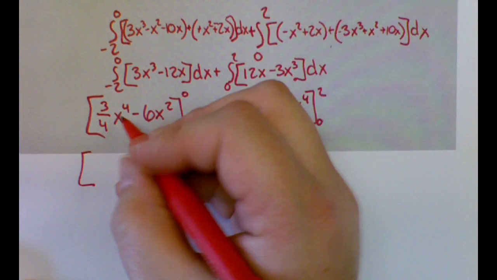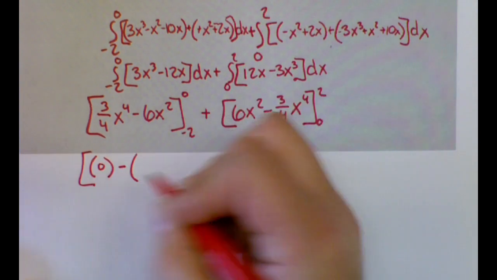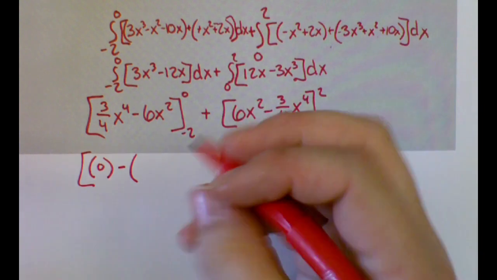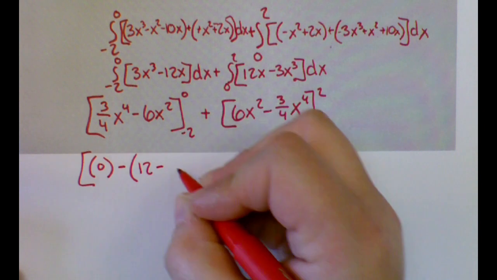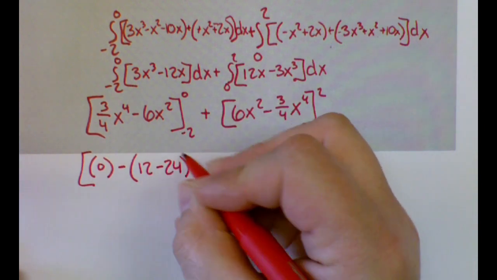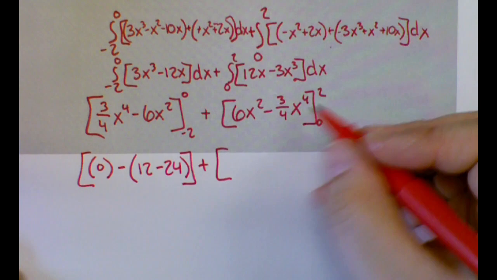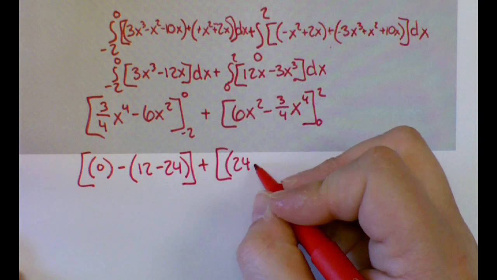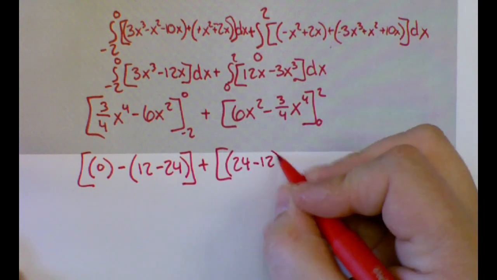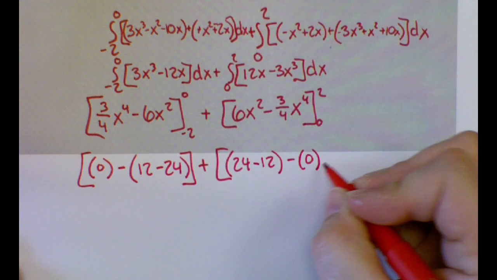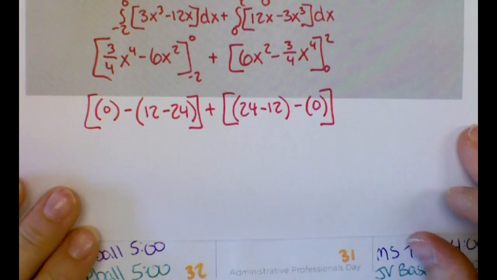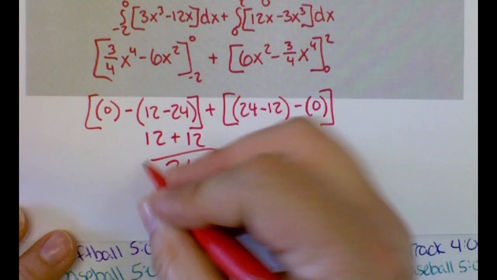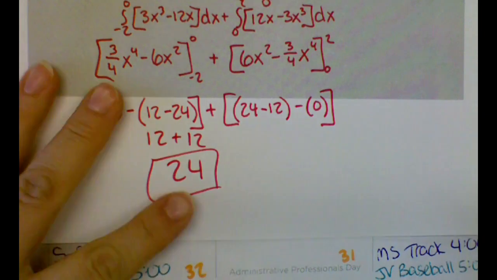All right, plug in 0, I get 0, minus, when I plug in negative 2, I get 12 minus 24. Plug in positive 2, I get 24 minus 12. Plug in 0, I get 0. All right, I have positive 12 here, positive 12 here. The final area is 24. There we go.